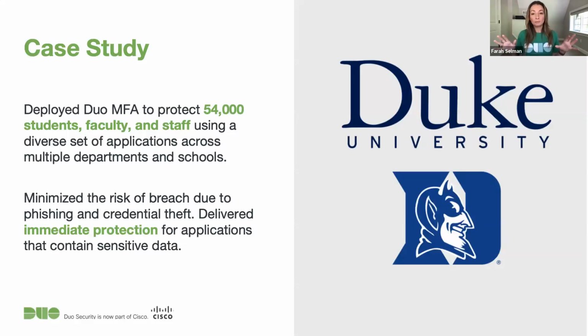So home stretch here, everyone. If you're thinking about your environment and concerned that it's too complex for Duo to handle, let's look at the Duke case study. Duke deployed Duo to 54,000 student, faculty, and staff, protecting a diverse set of applications across multiple departments and schools. Whether you're looking to protect a large and complex environment or a few users at your small business, Duo's MFA provides speed to security and a solution your end users will tolerate. Let's be honest, no student loves MFA.